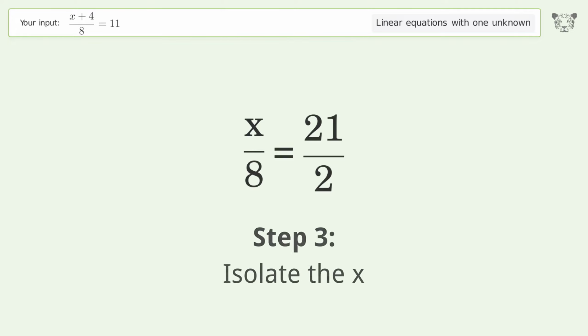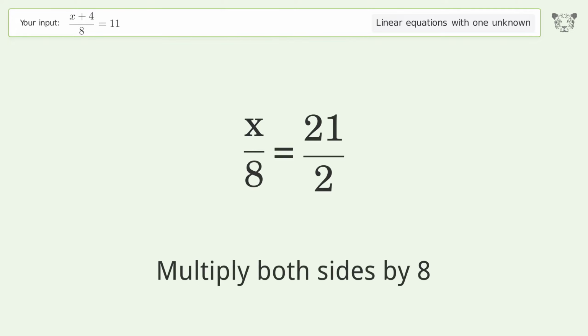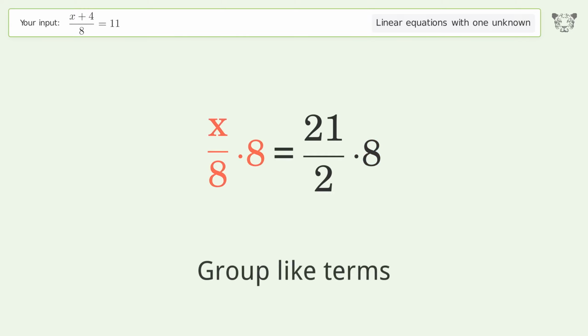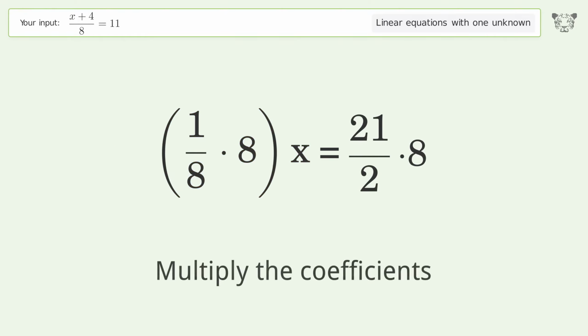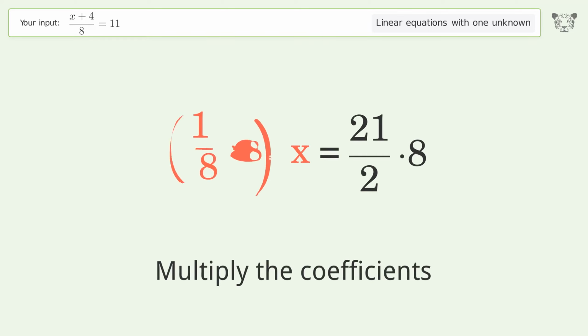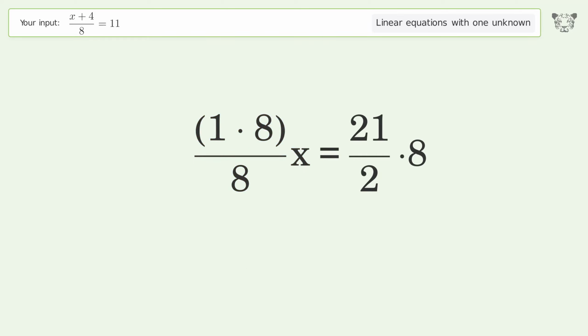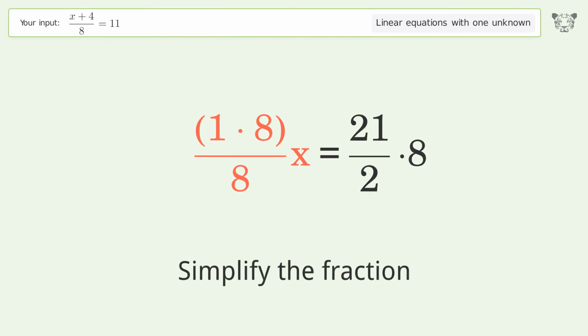Isolate the x. Multiply both sides by 8. Group like terms. Multiply the coefficients. Simplify the fraction.